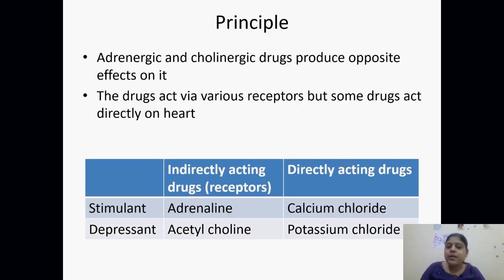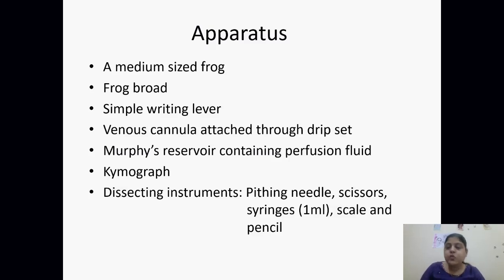So the stimulant drug, indirectly acting, will be adrenaline, and directly acting will be calcium chloride. For the depressant drug, indirectly acting will be acetylcholine, and directly acting will be potassium chloride. So the apparatus for the frog's heart: we require a medium-sized frog and a frog board to place the frog over.